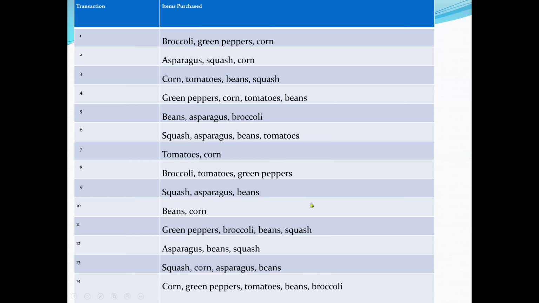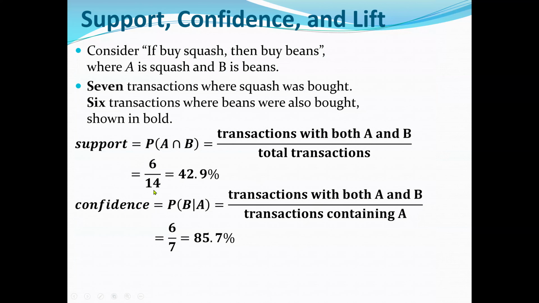So to find the support, we divide 6 by 14, which gives us 0.429 or 42.9%. Then we are going to find the confidence. We already know the number of A and B. Squash and beans together is 6, so I'll put the 6 down. But now we are going to count how many. Remember the A, the antecedent in this case, is squash. So I'm going to look for how many squash I have in the database, which should be 7.